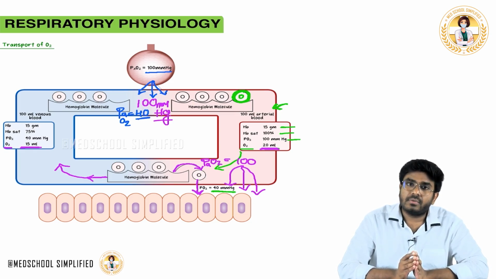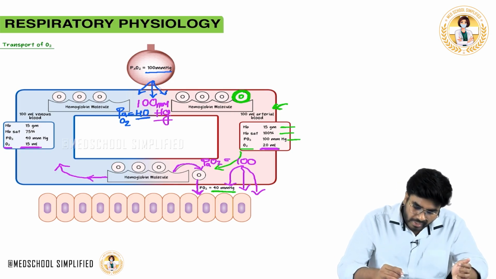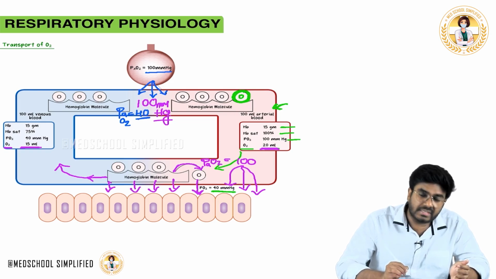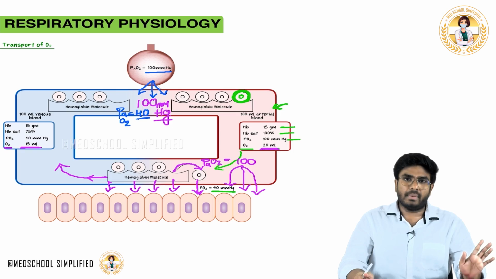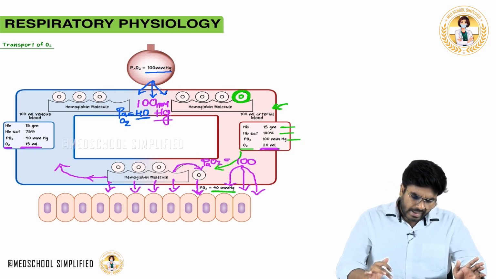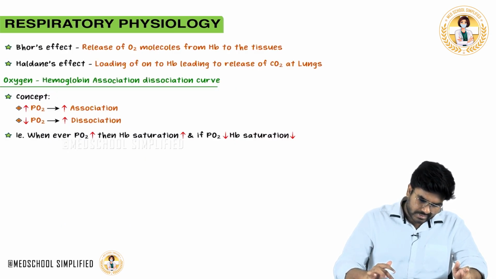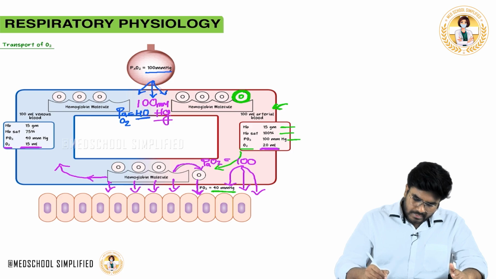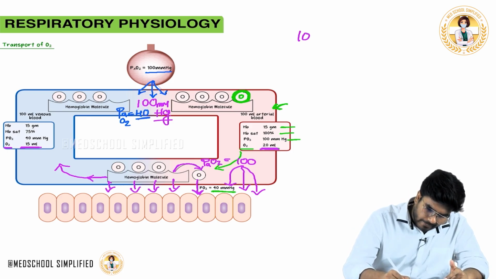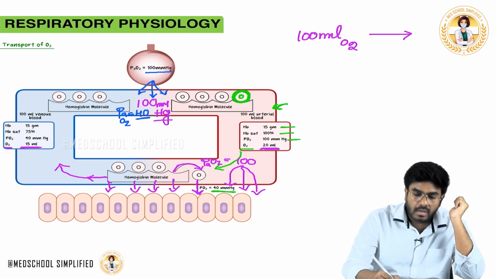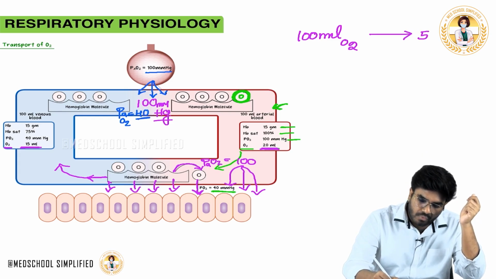Now what is the difference? 5 ml, sir. Where has this 5 ml gone? Every minute 5 ml of oxygen is delivered to the tissues by 100 ml of blood. Having said that, now let's see some basic points. Normally 100 ml of oxygenated blood will deliver how much oxygen to the tissues? 5 ml of oxygen to your body tissues.